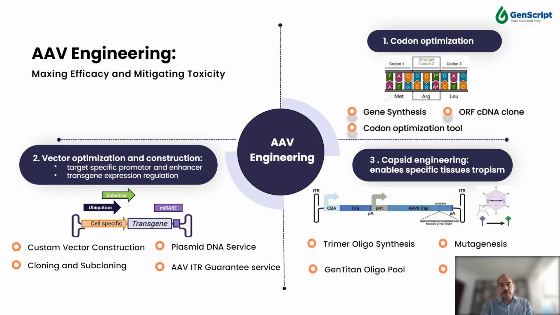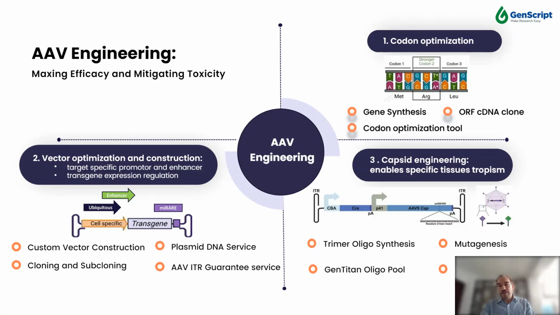We can construct any vector with any traits that you want. We have different versions of different plasmids available for vector construction. We have different parts available that you can insert there. We can do all the cloning and subcloning required for that. And we have our AAV ITR guarantee service.